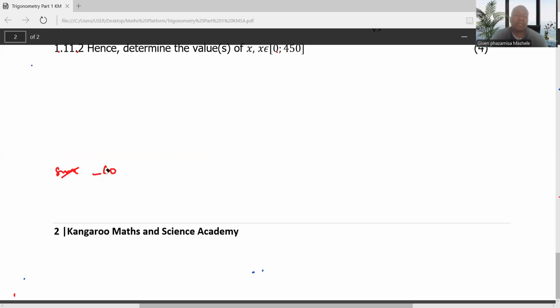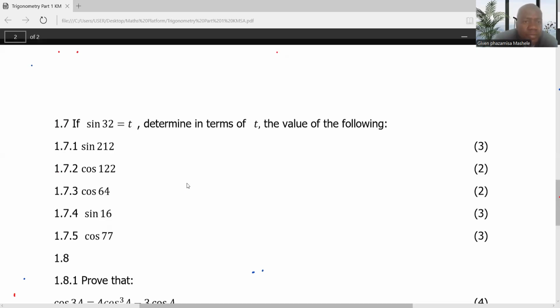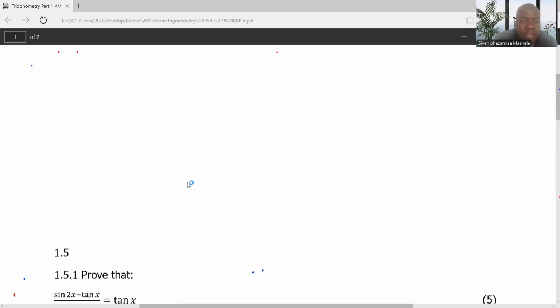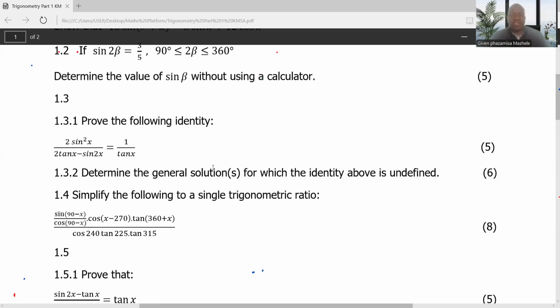Just a minute, guys. Okay, right. Now let's go up. That was 1.3, if I'm not mistaken. Then the second one says, determine the general solutions for which this identity is undefined.